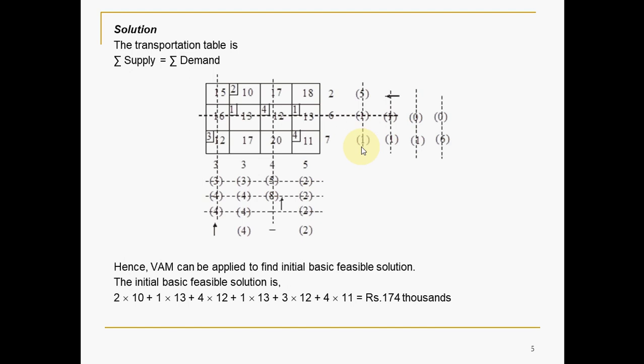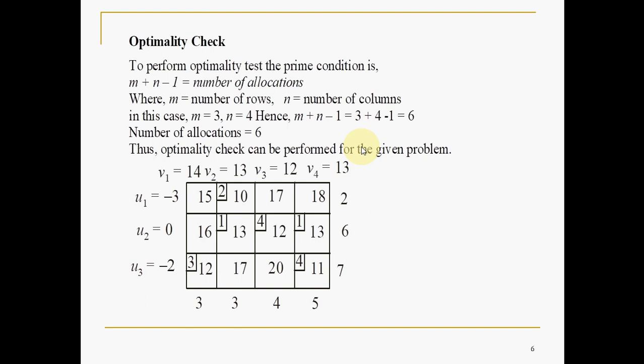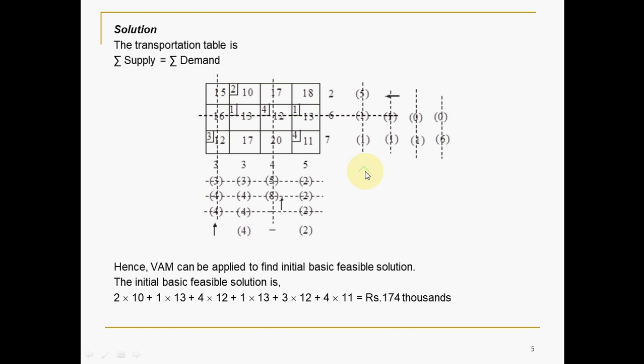Obtaining IBFS is stage 1. Coming to the optimality check, which is referred to as stage 2. One thing you have to remember here: to obtain IBFS, you have to ensure sigma supply equals sigma demand. If not, you have to balance it. That I'll discuss in the next stage. Sigma supply should be equal to sigma demand. So in this case, sigma supply is equal to sigma demand.